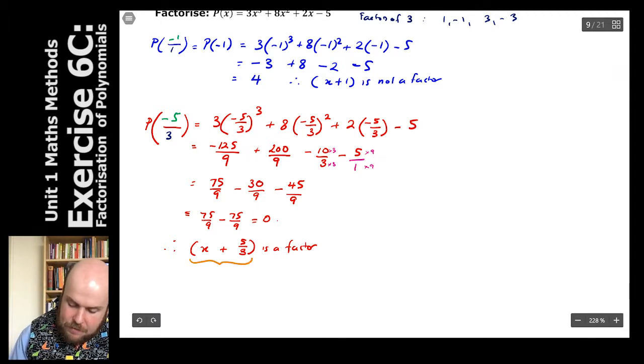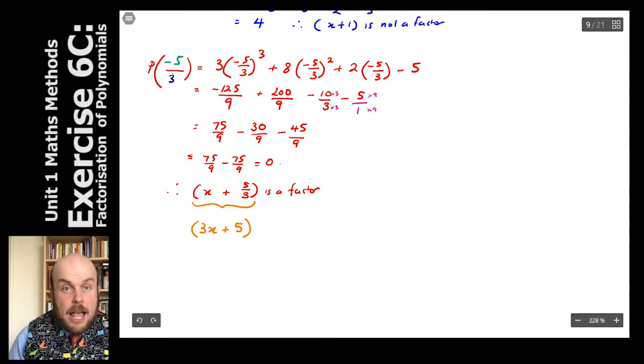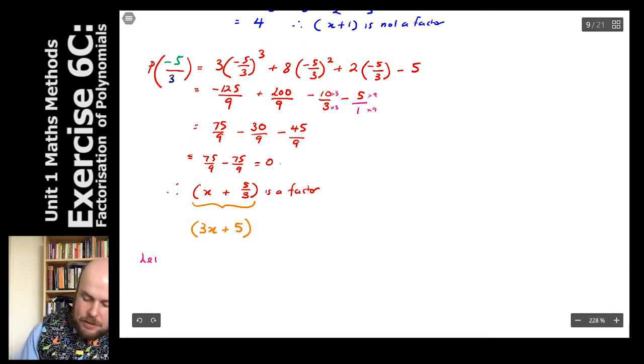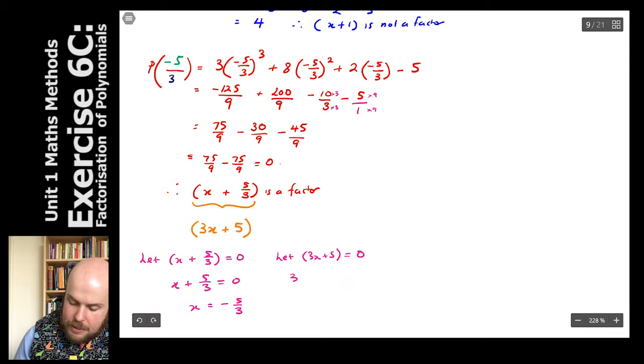If you ever get a fraction in here, it actually can be rewritten as getting that 3 off the denominator. It can be rewritten like this. How do I know that? Well, let it equal 0. So let x plus 5 over 3 equal 0 and let 3x plus 5 equal 0. So x is equal to negative 5/3.